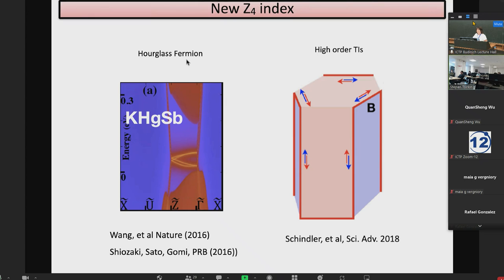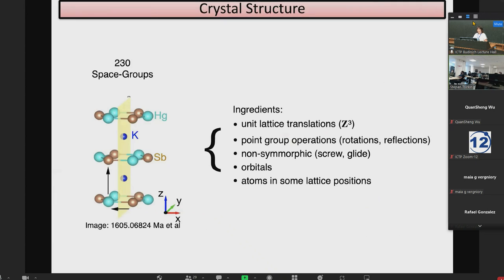And for example, in the case of our glass fermion, if we have glide symmetry, what we get is like two Dirac cones in the surface. And in the case of the higher order TI, when we have inversion, what we get is hinge states at the edges of our system, in this case, bismuth. So crystalline symmetries add to the topological classification a lot of variety, and it enriches the field.